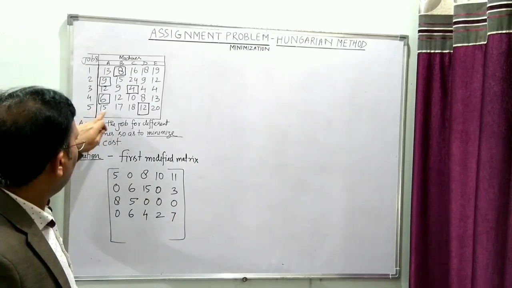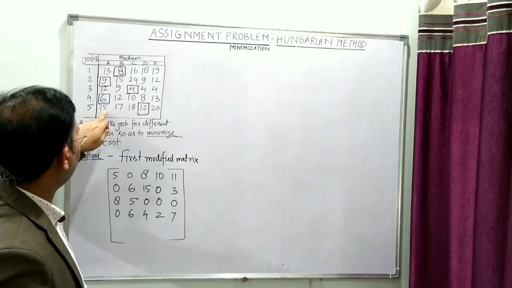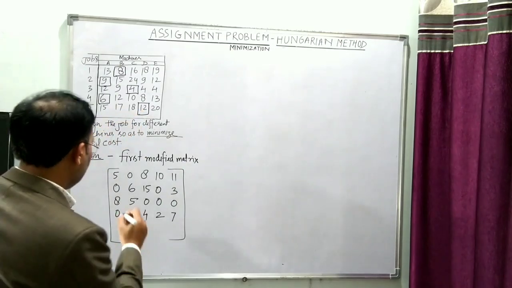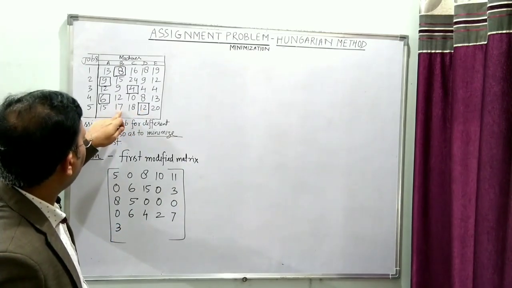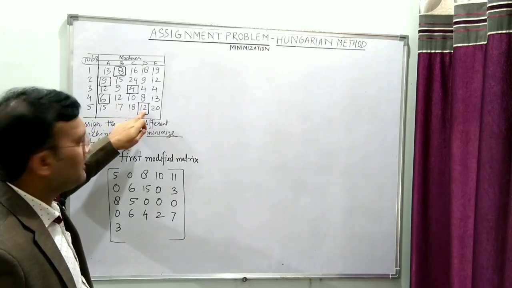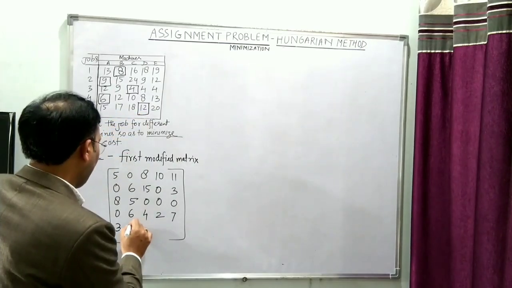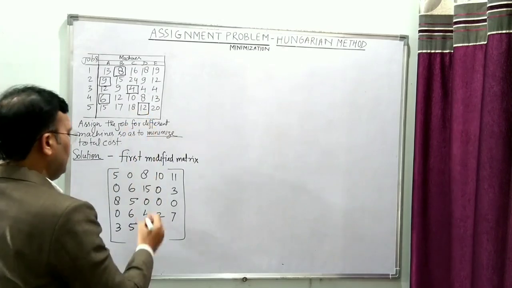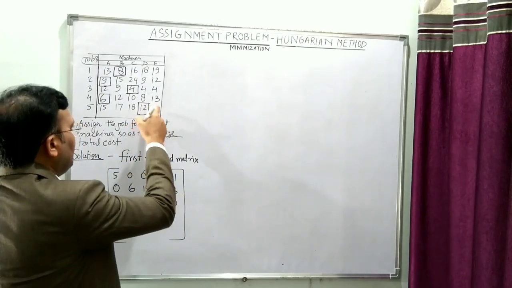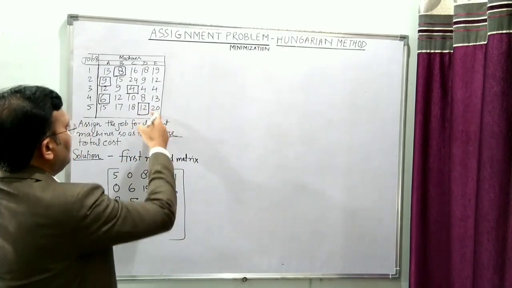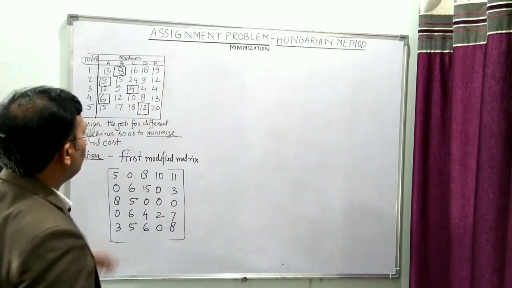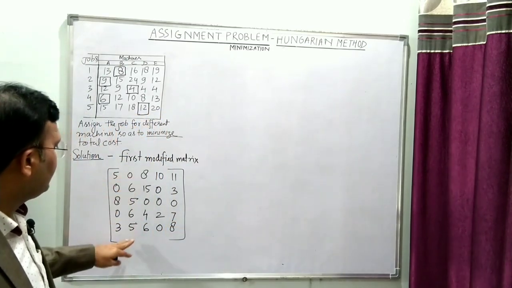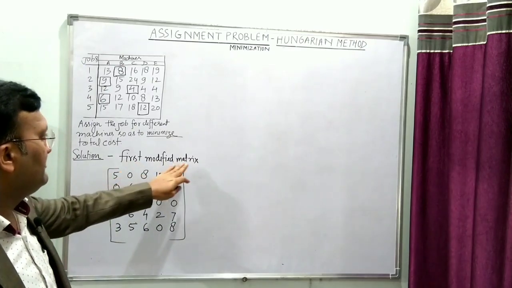Then for the fifth row, the minimum is 12. So 15 minus 12 is equal to 3. 17 minus 12 is equal to 5. 18 minus 12 is equal to 6. 12 minus 12 is equal to 0. 20 minus 12 is equal to 8. So these are the elements of the first modified matrix.